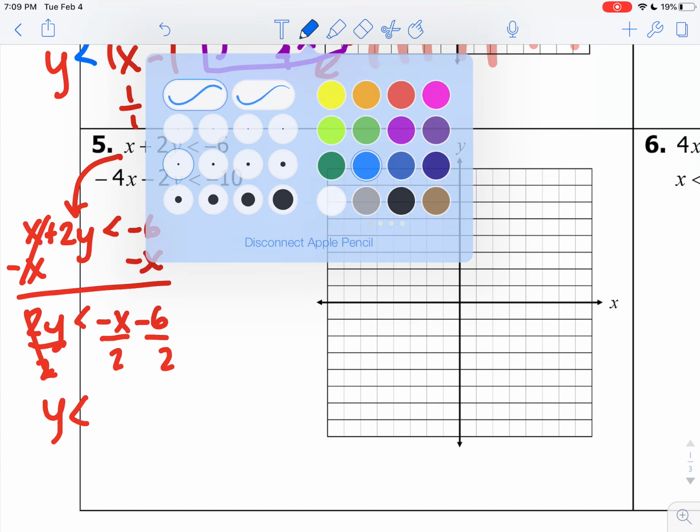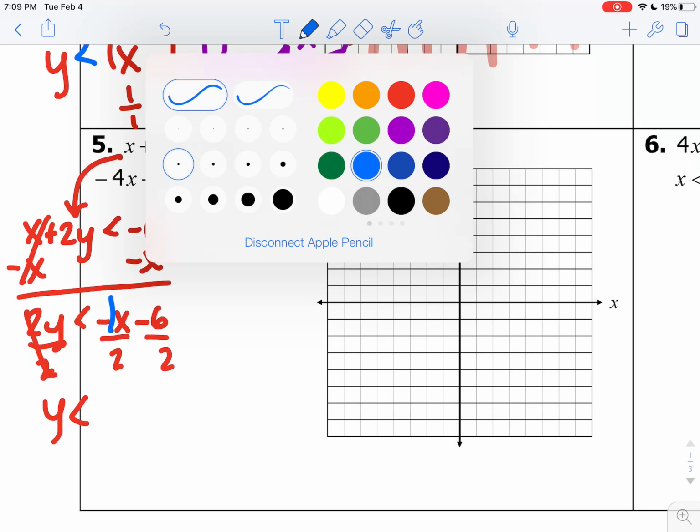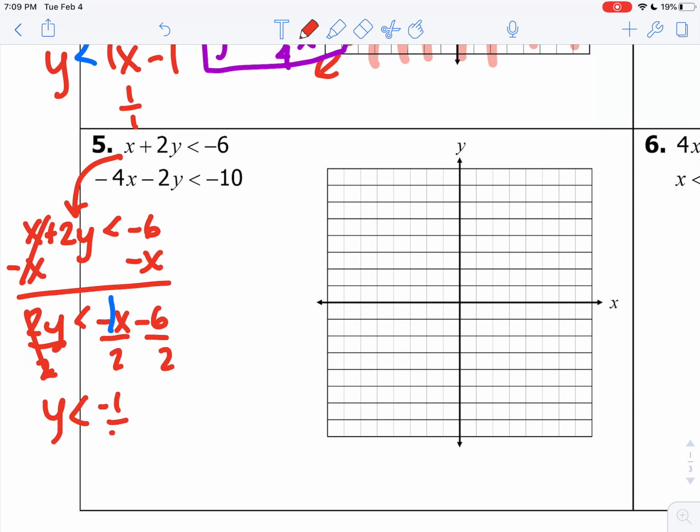I'm going to take that 1 that's in front of that x out. So I'm going to take that whole fraction out, so it's -1/2 x, and then -6 divided by 2 is -3. So I'm going to go down 3 on the y-axis, and then rise over run. So down 1 to the right 2, down 1 to the right 2, down 1 to the right 2, and then up 1 and to the left 2.